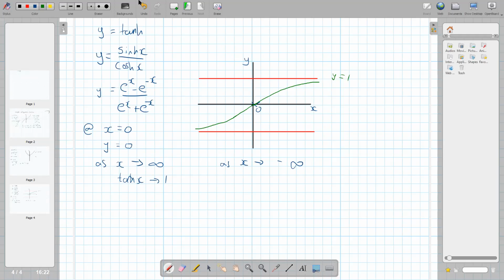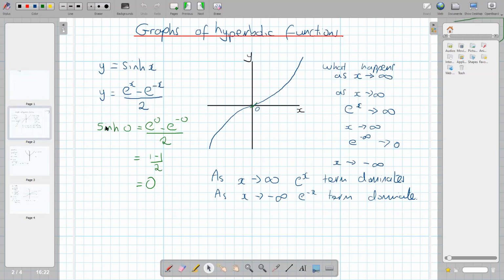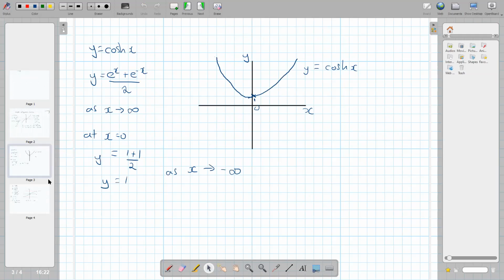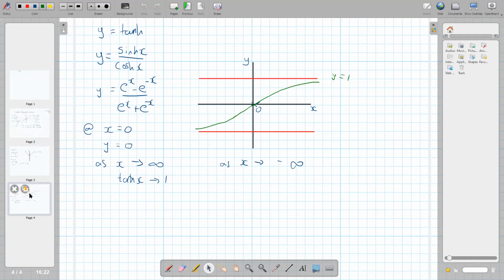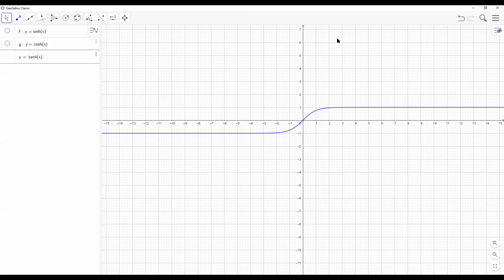So just to get them all together now: hyperbolic sine, hyperbolic cosine, hyperbolic tangent. Now there are obviously the inverses of these, which I'll deal with in another video. But for now, these are the ones that we need to remember. I'm just going to show you what this looks like using GeoGebra. Here's the graph of the hyperbolic tangent, and you can see it has the feature that it's going to flatten off with an asymptote at y equals 1, and y equals minus 1.